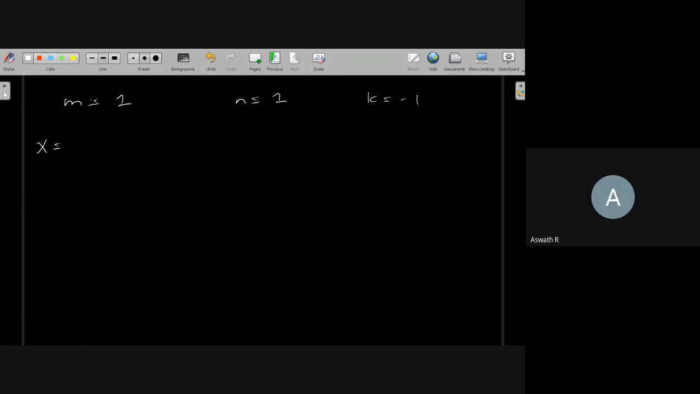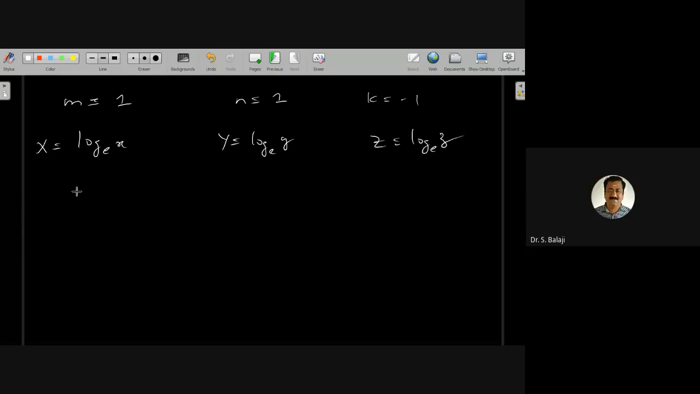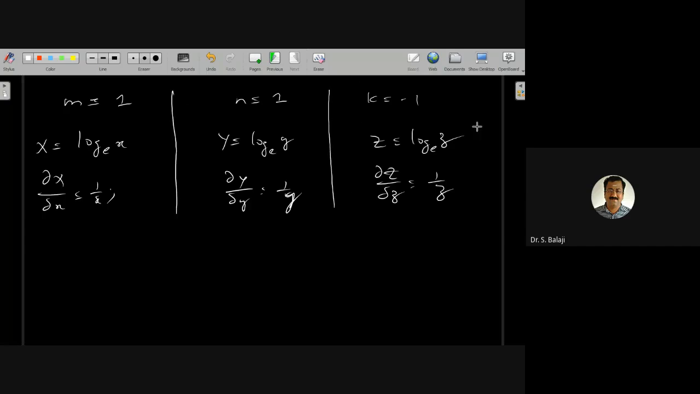Let capital X equal log x, capital Y equal log y, and capital Z equal log z. So ∂X/∂x is 1 by x, ∂Y/∂y is 1 by y, and ∂Z/∂z is 1 by z. These are the substitutions you can get.